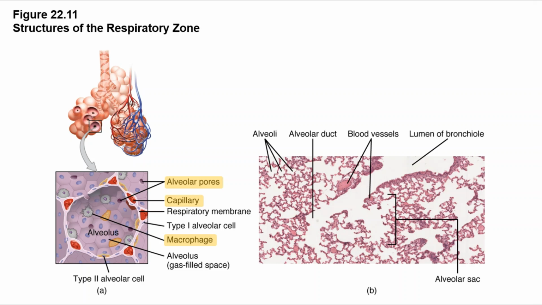The macrophages patrol the inner surface of the alveoli to cleanse them of bacteria, dust, and debris. The alveolar pores connect adjacent alveoli to allow for the equal distribution of air throughout the lung. Abundant capillaries are present between alveoli for the purpose of gas exchange between the air in the alveoli and the bloodstream.